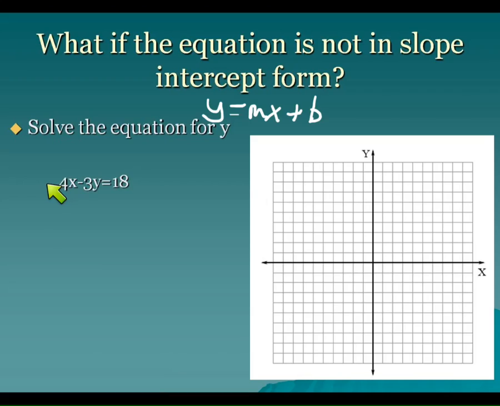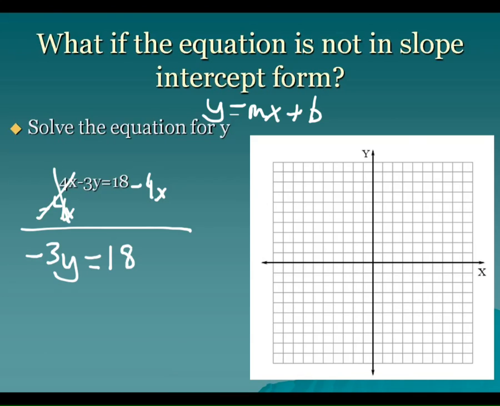Just like if it was a positive 20, how would you move it to the other side? Minus 20? Yeah, I would minus 20. So just like since it's a positive 4x, I'll just subtract 4x. I do that there, that goes away. That means I need to subtract 4x over there. And let's rewrite what's left. Negative 3y equals 18 minus 4x.